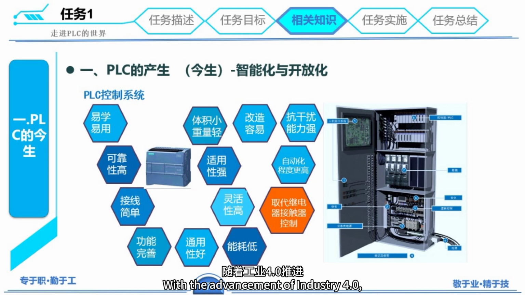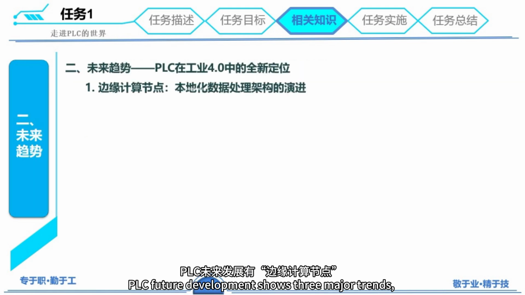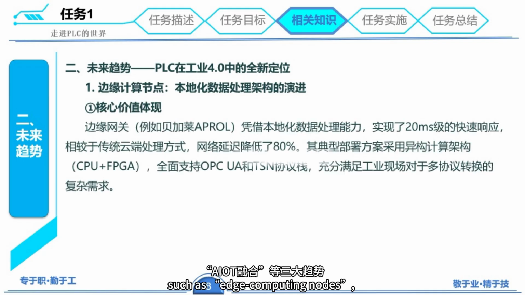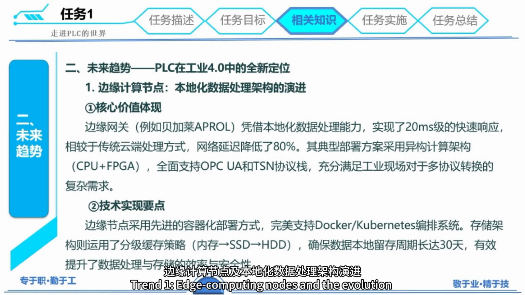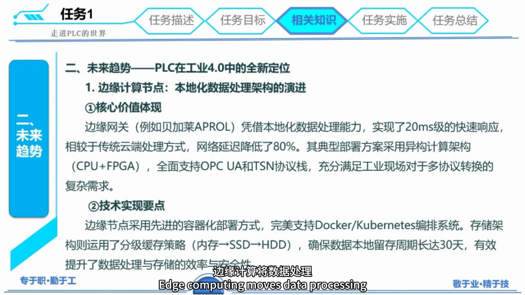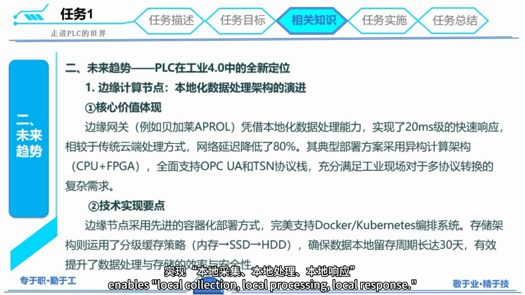With the advancement of Industry 4.0, PLC future development shows 3 major trends, such as edge computing nodes, AI convergence, and so on. Trend 1, edge computing nodes and the evolution of localized data processing architectures. Edge computing moves data processing from the cloud to on-site devices like PLCs. Enables local collection, local processing, local response.